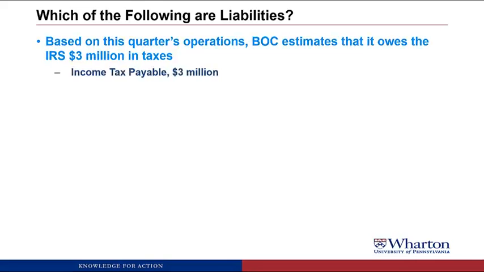This is a liability, even though it's hard to see where the prior transaction was that created the obligation. But essentially what happened is the government allowed us to operate our business, and in return we're obligated to pay them taxes. So here the obligation comes from the transaction, quote unquote, that the government allowed us to operate. We estimate that we owe them $3 million in taxes, so that's a reasonably certain number. So we book a liability called income tax payable for $3 million.